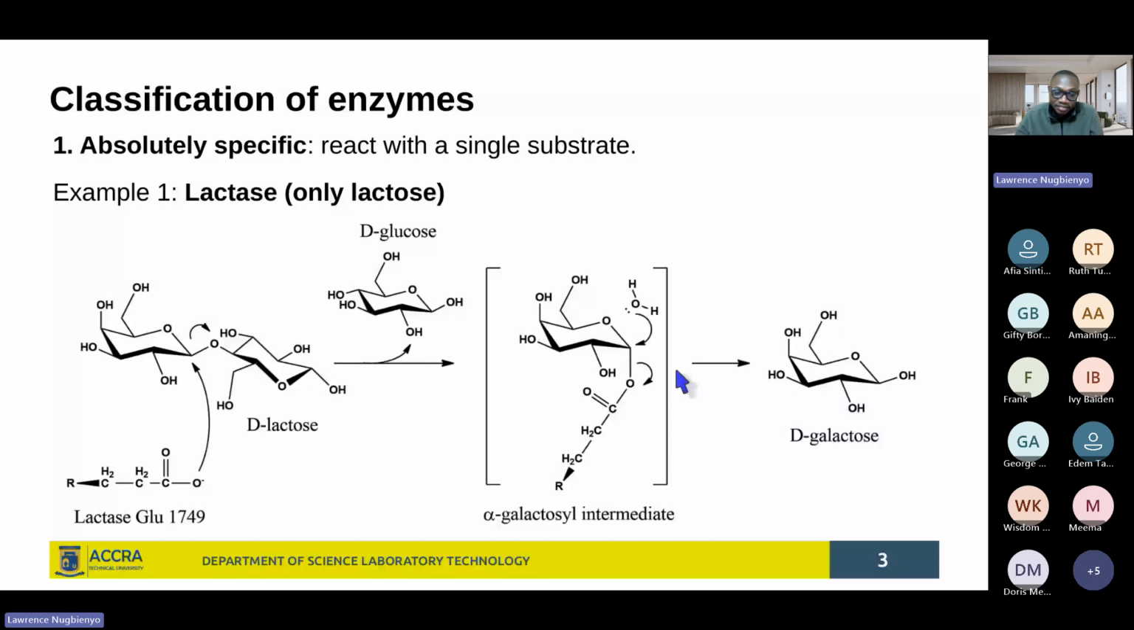That's an intermediate, galactosyl intermediate, which later the enzyme dissociates from that galactose molecule. So you have a free galactose molecule, and first you had the free glucose molecule. And so the enzyme will be free again to continue attacking other lactose molecules and be breaking them down. So that's the first example, lactase acting specifically on lactose, breaking it down into its components, glucose and galactose.